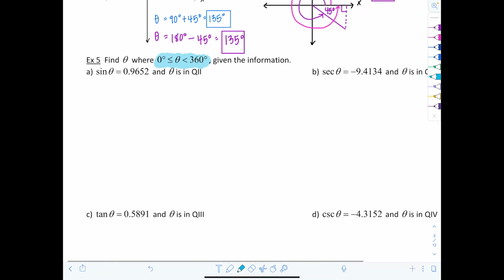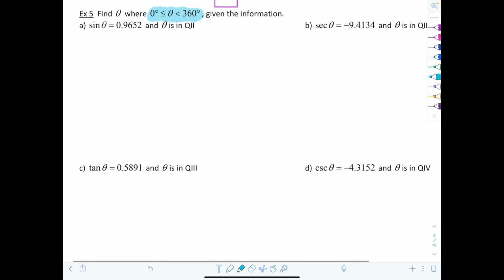Okay, so find the angle theta between 0 and 360 given the information. The directions are exactly the same as the previous example. It's just we need the calculator now because these values here, 0.9652, -9.4134, etc., are not values that we memorized from our table. They're not root 3 over 2, 1/2, root 2 over 2. They're funky values, so we're going to use the calculator.